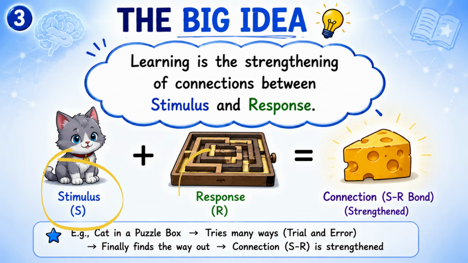Let's take the example shown here. Imagine a hungry cat inside a puzzle box. The hunger and the puzzle box together act as the stimulus. The cat starts trying different ways to escape, like pushing, pulling, scratching, and pressing the different parts. These actions are the responses.